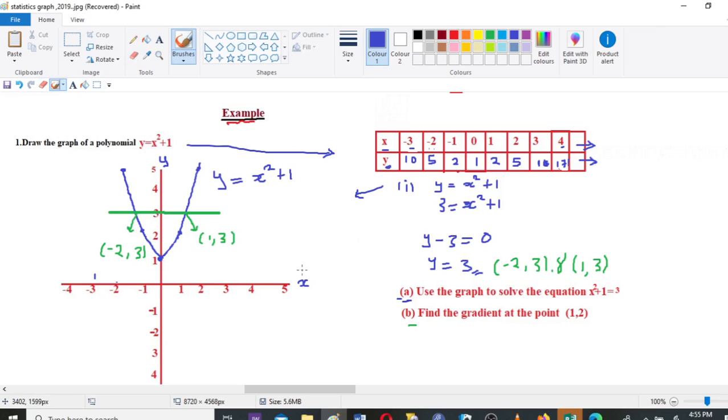So how do we calculate the gradient at this point 1, 2? That is the point we have right here. Let me use a different color. Now remember, for you to find the gradient, you need to draw a tangent at this point. A tangent is nothing but a straight line that touches the curve at only one point.